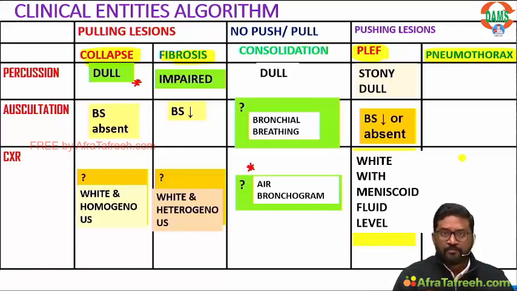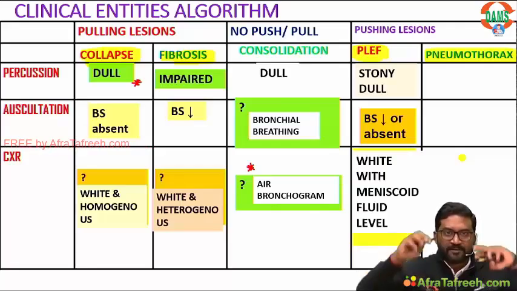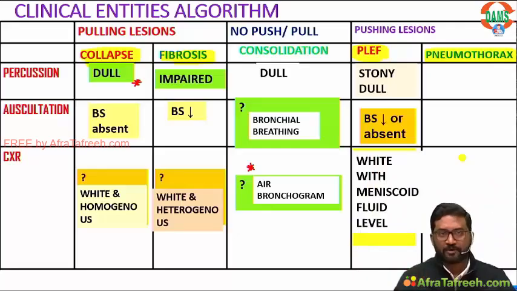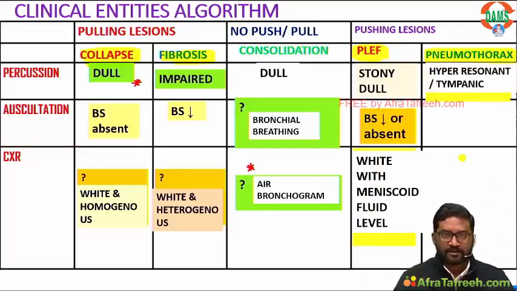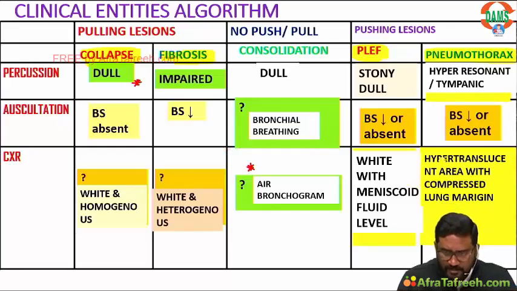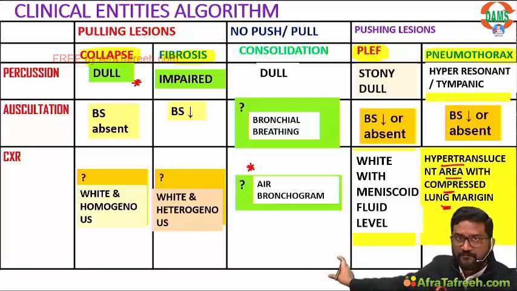Then pneumothorax. Yes, blockbuster note. If you percuss, it is hyper resonant, also called tympanic note. Then auscultation: whenever there is too much air in the pleural space, it will start compressing the adjacent lung. So air will not flow. So what are the breath sounds here? Diminished to absent. Then anywhere if you find excess air, it appears black. So it is a hypertranslucent area with compressed lung margin. So these are the various differences.